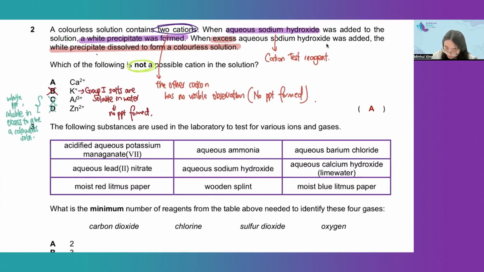And therefore, the correct answer would be option A, whereby Ca2 plus, it is a white precipitate, but this white precipitate is insoluble in excess sodium hydroxide. Therefore, the answer will be option A. So I want to remind all the students to memorize the observation for the cations.